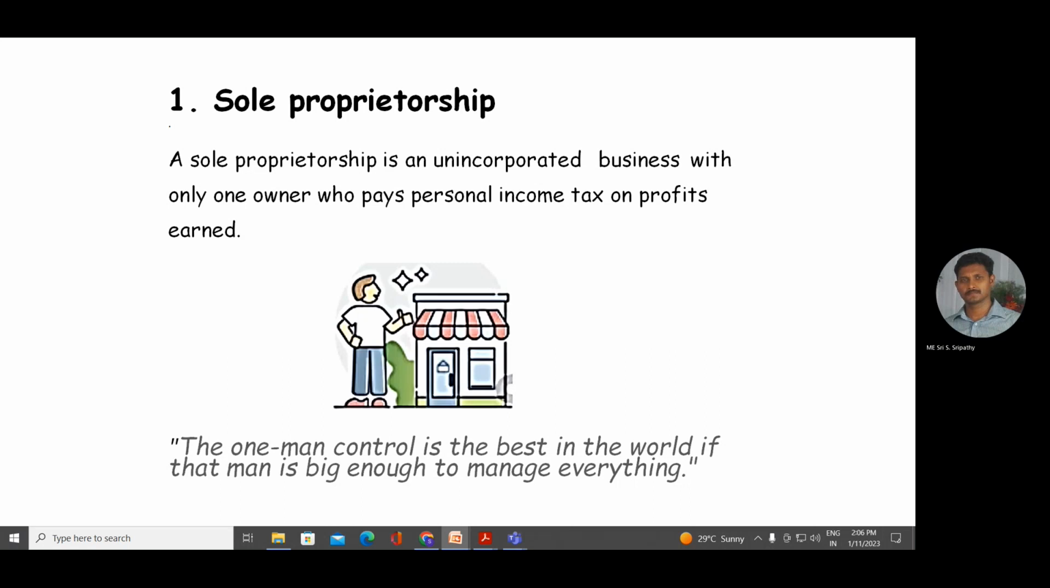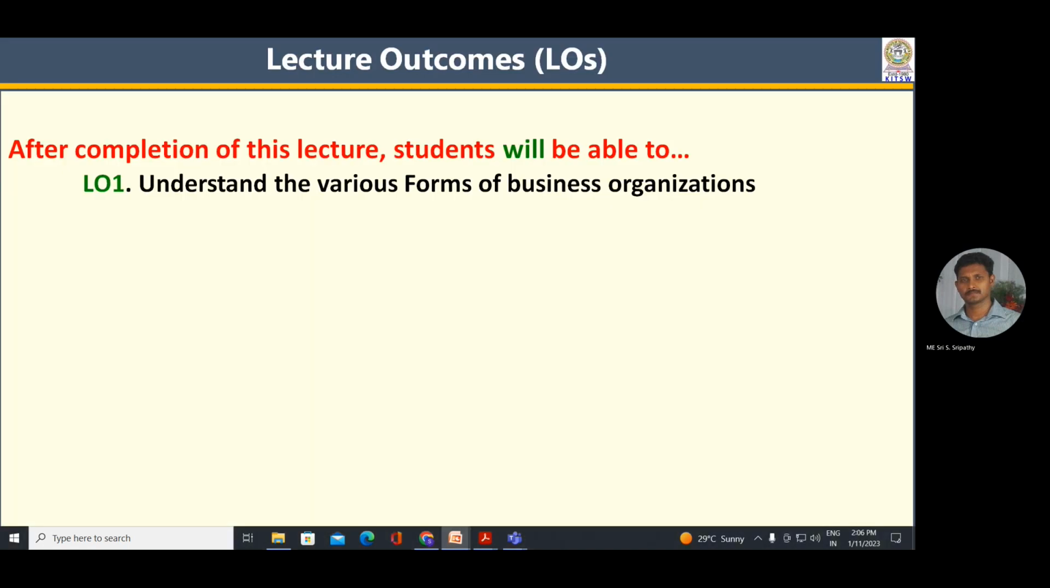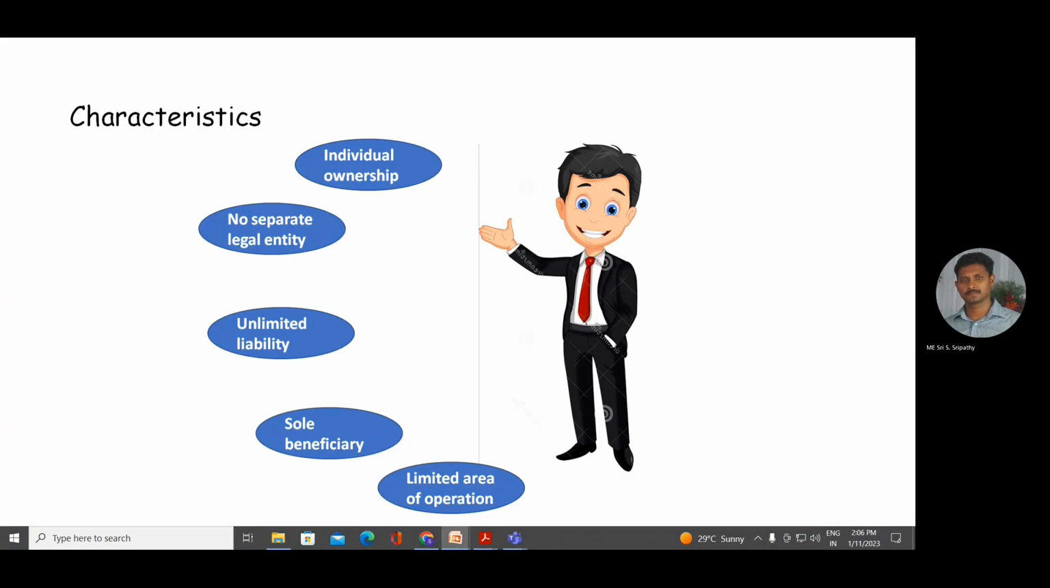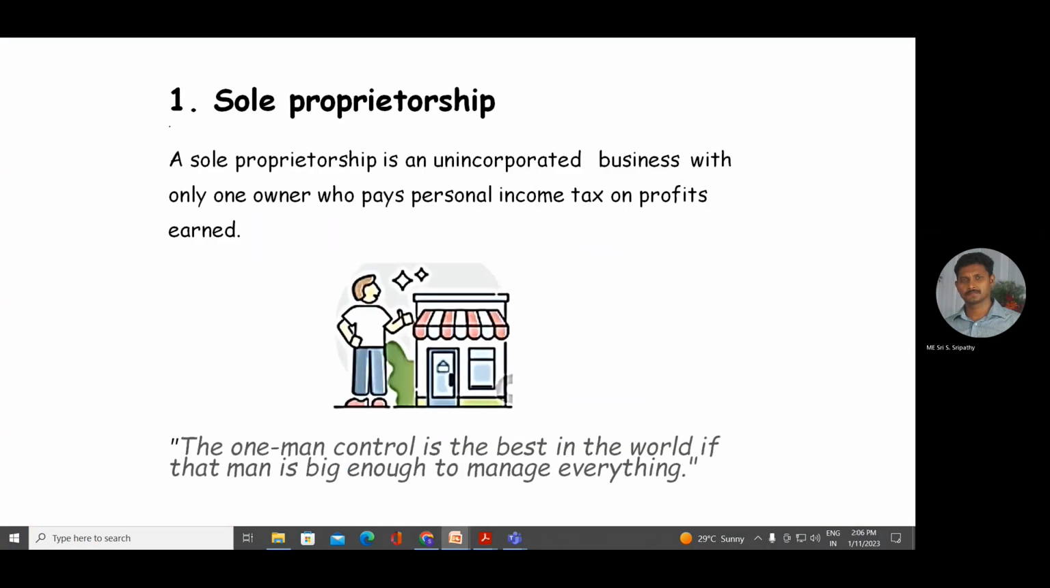Coming to the first type of business organization, it is sole proprietorship. A sole proprietorship is an unincorporated business with only one owner who pays personal income tax on profits earned.